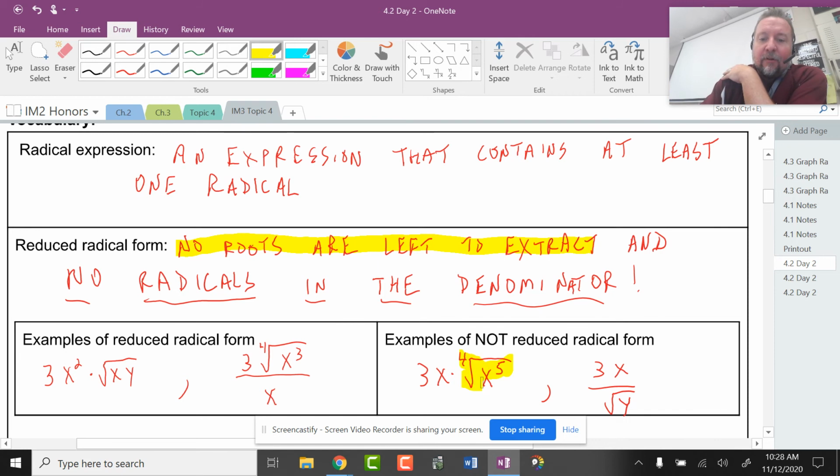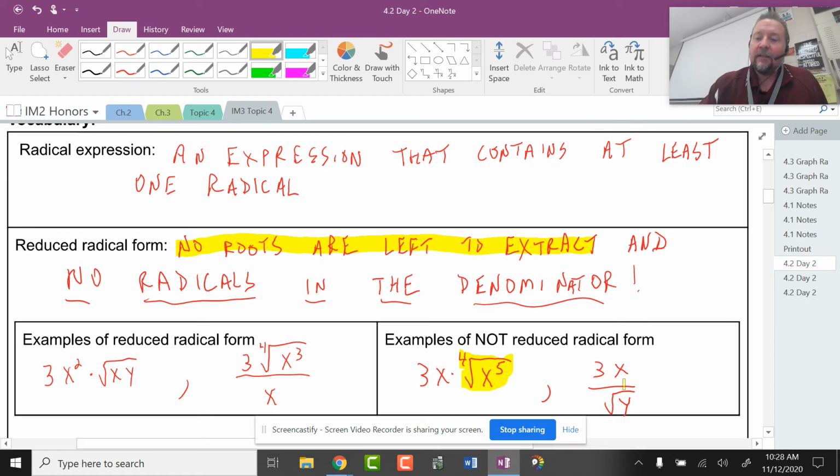This is an example of not reduced. See, the fourth root of x to the fifth, there's enough x's in there to pull another x out. And we better understand that pretty quick when we're dealing with radicals here and different indexes. So making sure that occurs. And then there's a rule that you can never have a radical in the denominator. So we got to make sure we do something about that.